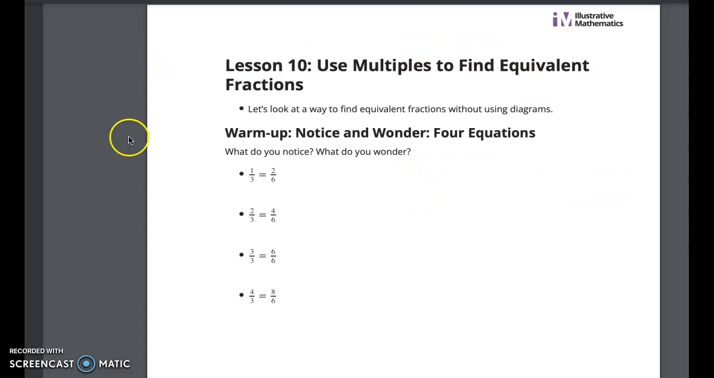Just real quick, in lesson 10, what do you notice, what do you wonder? You could say, I noticed that there are different denominators, numbers on the bottom. You could say, I notice all of the fractions are either thirds or sixths. You could wonder why there's an equal sign in between the two of them. So it's kind of open-ended. It's just what things you notice and wonder on that page.